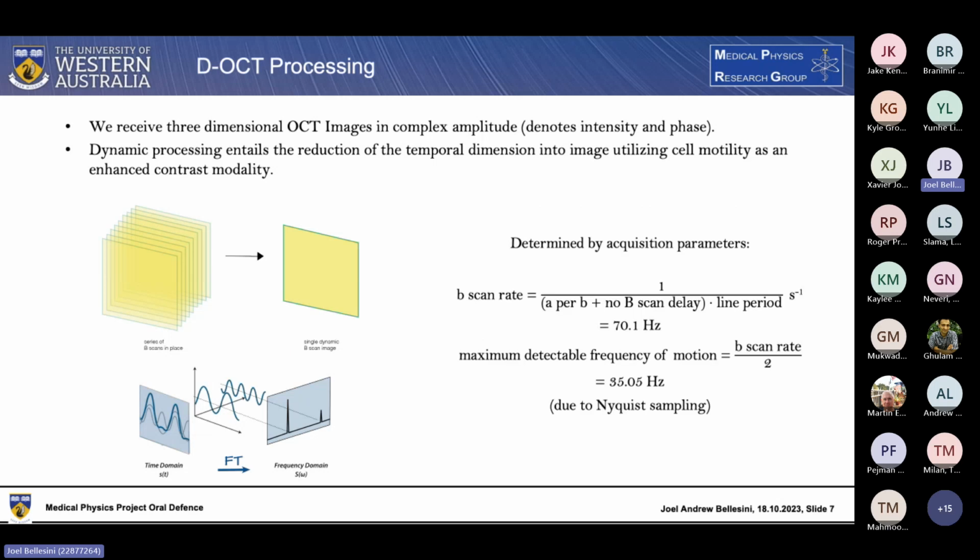And obviously our range of detectable frequency of motion is determined by acquisition parameters. The acquisition parameters are the number of A scans per B scan, the delay between taking B scans, and line period, which means how quickly the system can take an A scan. This is intrinsic to our system, which we're keeping consistent throughout the duration of the project. And the maximum detectable frequency of motion will be half of our B scan rate. The arithmetic is displayed here.